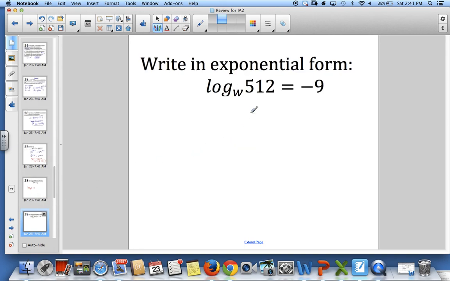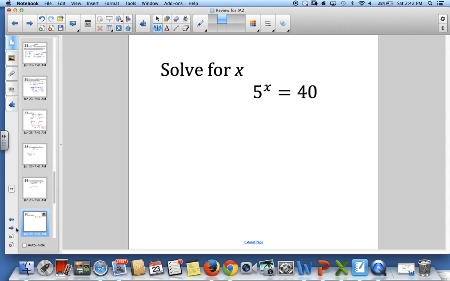Now we're going to go backwards. This is very quickly. W to the negative 9 equals 512. That's all we need. If they ask us to solve, we got another step. They don't ask us to solve. If they did, we would raise both sides to the negative 1/9 power. But we're not doing that. And the answer would be negative 1/2, by the way.